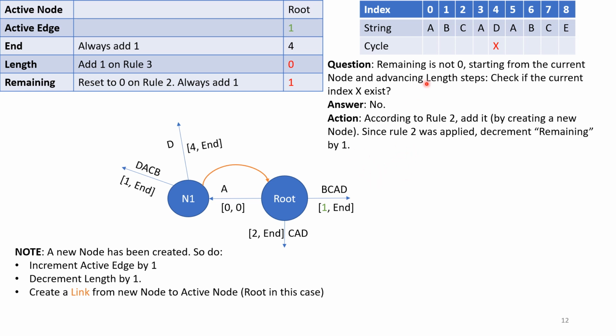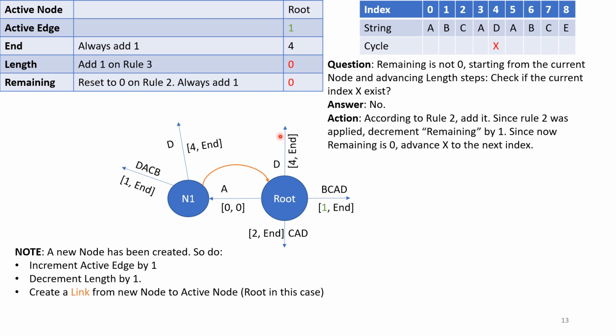So remaining is not 0 still, so we'll need to ask the question again. If we go from the active node, root, length steps 0, in the direction of the active edge 1, well, this is the active edge, but we're advancing 0, so we're still in root, and we're looking for the character D. Well, this one is A, this one is B, this one is C. There's no D's, so we'll need to create it as rule 2 indicates. So we'll add it, decrement remaining, and let's see how that looks.